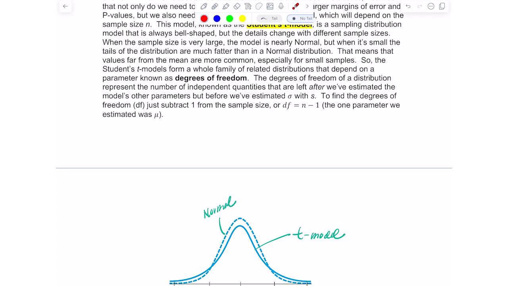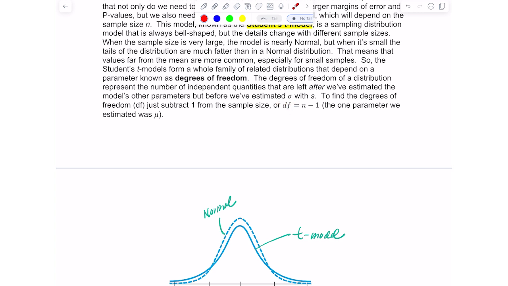So the t-model had to be adjusted, and the student t-models form a whole family of related distributions that depend on a parameter known as degrees of freedom. The degrees of freedom of a distribution represents the number of independent quantities that are left after we've estimated the model's other parameters, but before we've estimated sigma with S. Because we are basically missing sigma, but we're using S, we have our missing parameter.